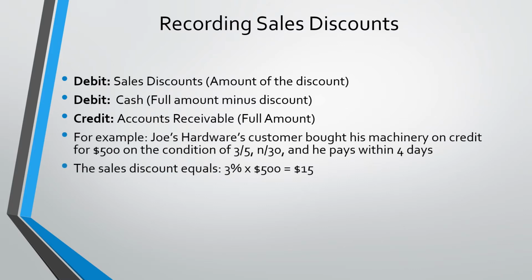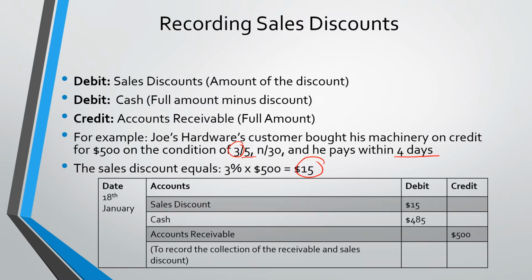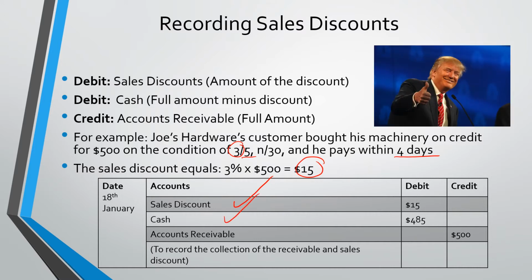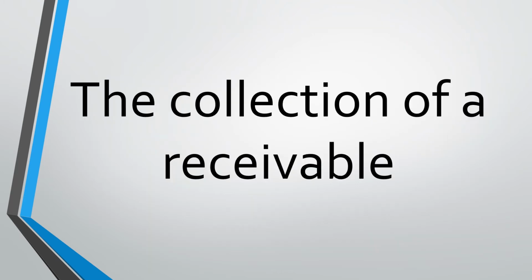In this example, the customer can pay within 5 days and receive a 3% discount, which he does, so he receives a discount of $15. As seen in this journal entry, where the sales discount is debited by $15, cash is debited by $485, and accounts receivable is credited by $500, which decreases the amount of equity and decreases the amount of assets to balance the accounting equation.